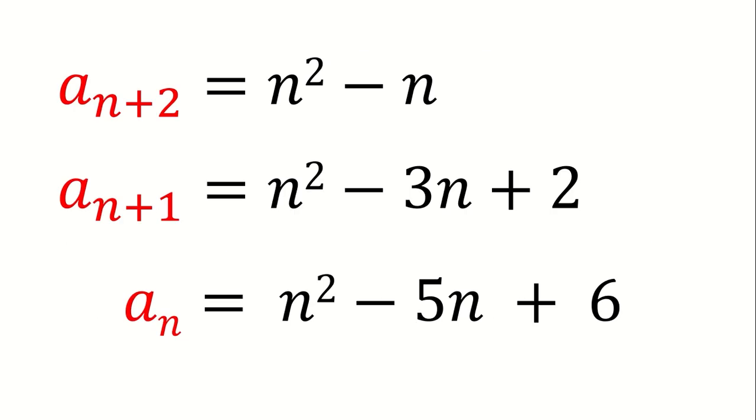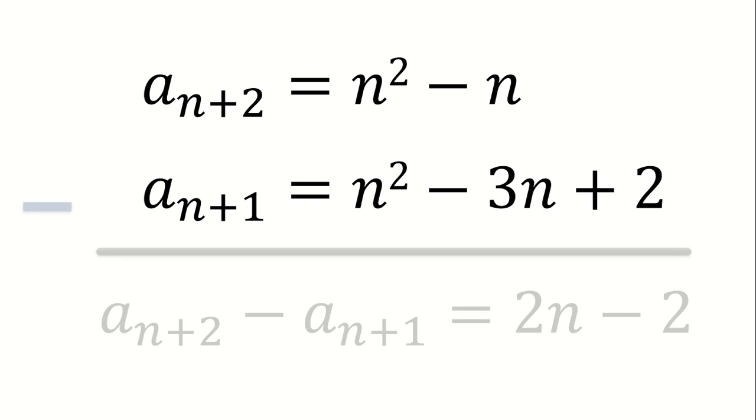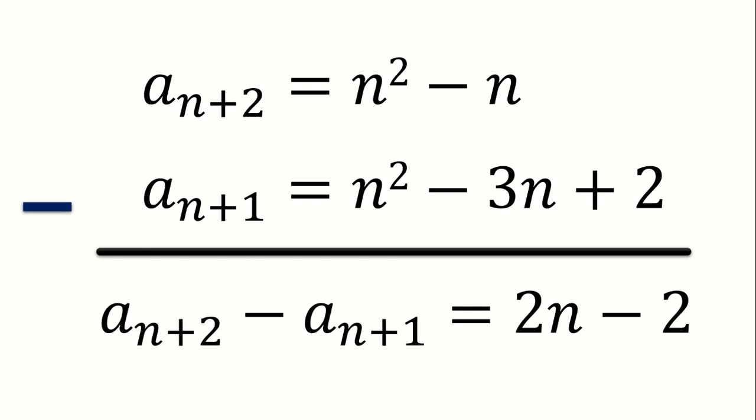We can put these three relationships next to each other. a_(n+2) is equal to n squared minus n. a_(n+1) is equal to n squared minus 3n plus 2. And the original equation gives a_n is equal to n squared minus 5n plus 6. We can remove n squared by subtracting the second equation from the first. So we get a_(n+2) minus a_(n+1), and by calculating this subtraction, we get 2n minus 2, because minus n minus (minus 3n plus 2) leads to 2n minus 2.